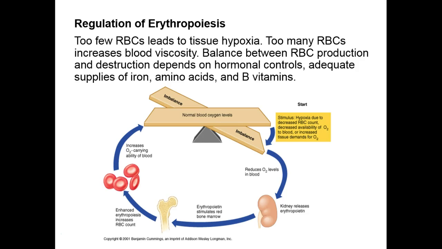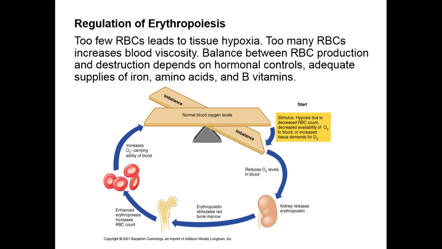Regulation of this development of red blood cells. So when does your body know it should put out more red blood cells? Because that's quite a production. It takes a lot of energy to create all these proteins. So what will happen is you'll have tissue hypoxia, and that means the tissues are not getting enough oxygen. So too few red blood cells lead to tissue hypoxia. Too many, you're going to have blood that's too thick, so the viscosity is affected.